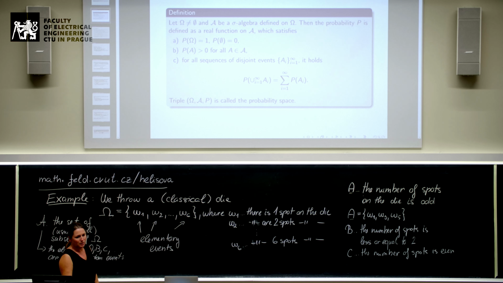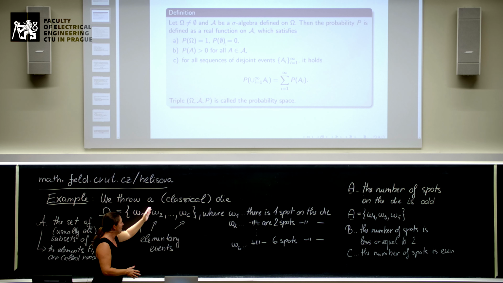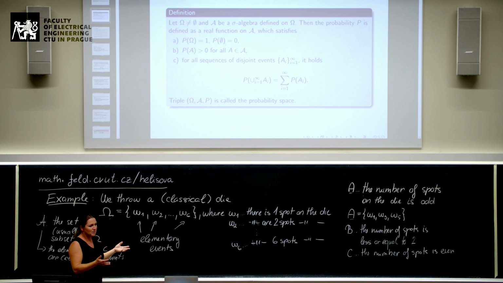On the other side, the probability of empty set is 0. Why? Because the probability that nothing of these elementary events will happen is 0. Some of these elementary events must happen. Some of these elementary events must be the result of the trial. So therefore, the probability that the result will be in empty set is 0. It cannot happen. So that's the first property which defines the probability.